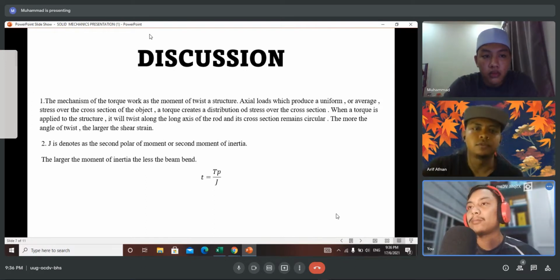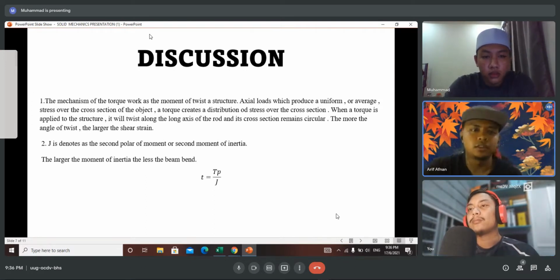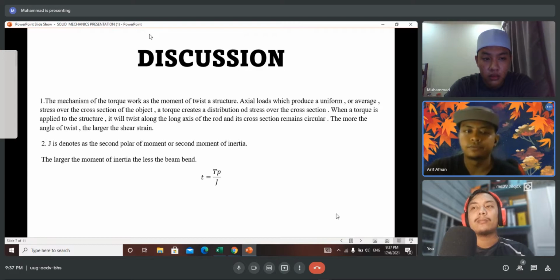Okay, next for the discussion. The first one is the mechanism of how torque works as the moment of a twisted structure. Axial load produces a uniform or average stress over the cross section of the object. A torque creates a distribution of stress over the cross section. When a torque is applied to the structure, it will twist along the long axis of the rod, and its cross section remains circular. The larger the angle of twist, the larger the shear strain.